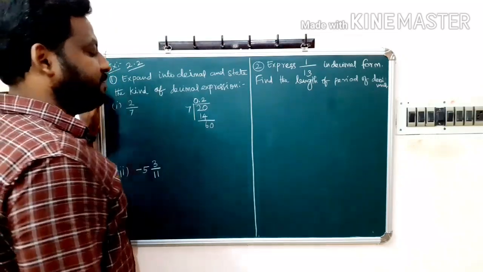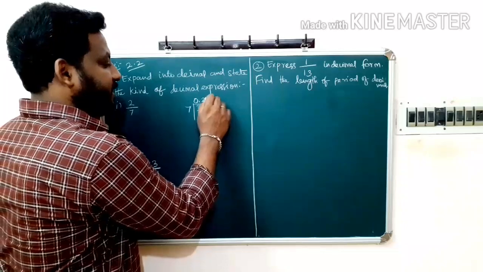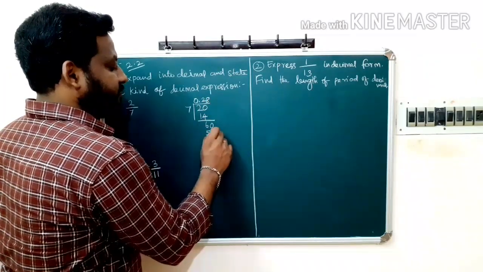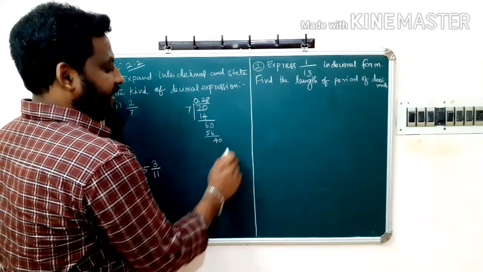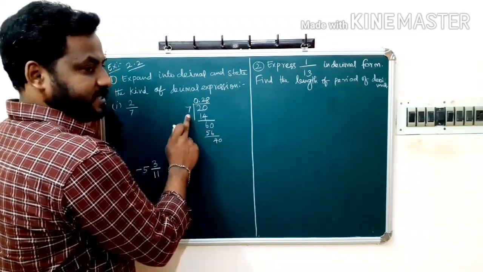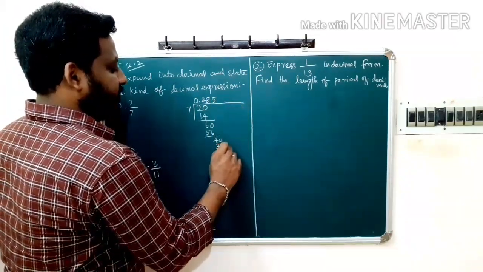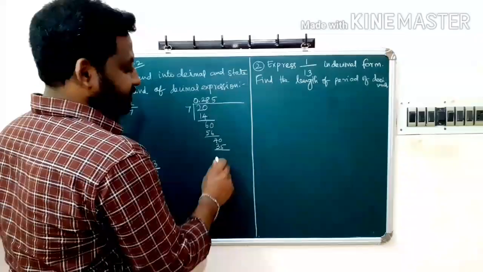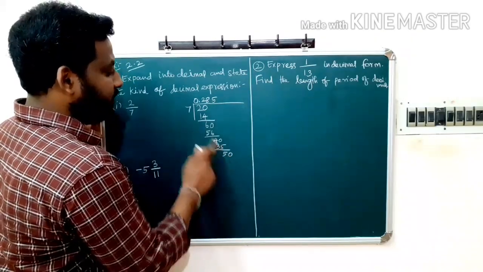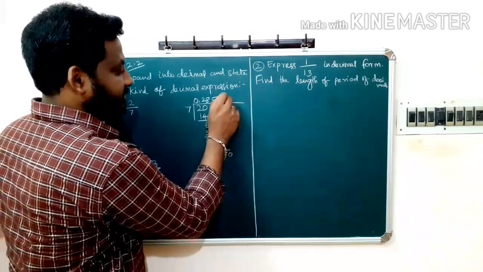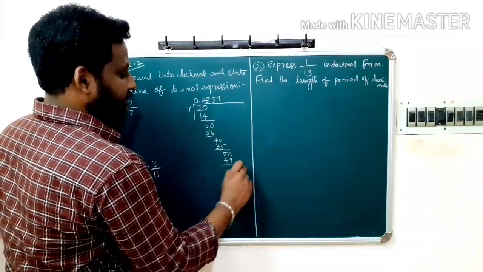So how many 7s are in 60 or below 60? 8 7s are 56, and then the remainder is 4. Again you have to add 0. So 40, 5 7s are 35, and then the remainder is 5. Again add 0. 50. How many 7s are in 50 or below 50? 7 7s are 49. The remainder is 1.